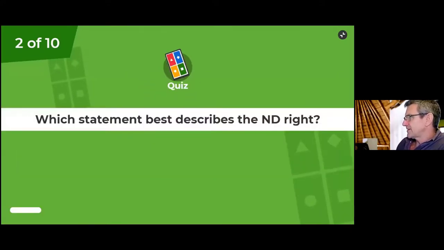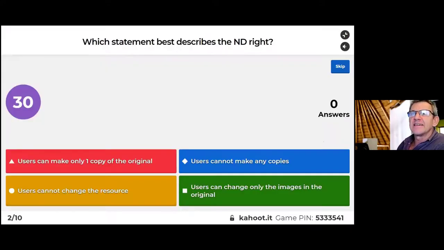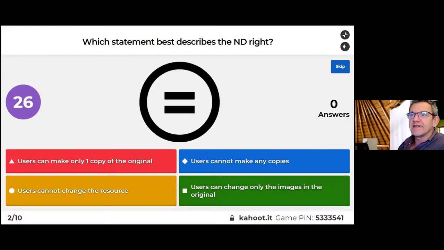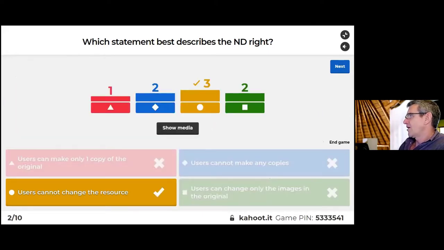Which statement best describes the ND right? So when you see ND, that equals sign, what does it mean? Have a look at the options, choose the right color. All right, that's a bit better.